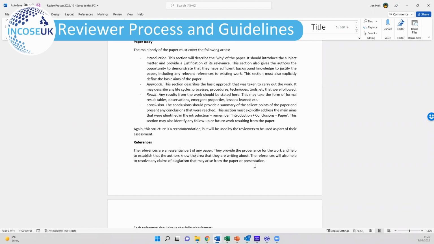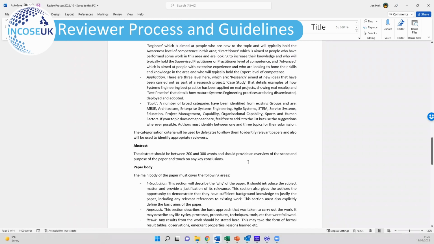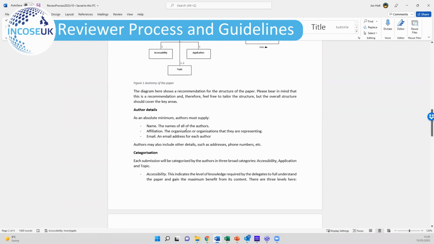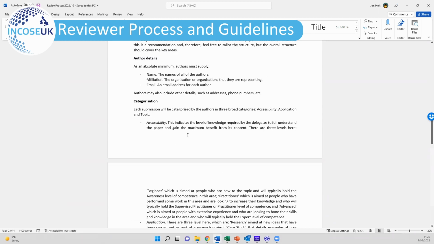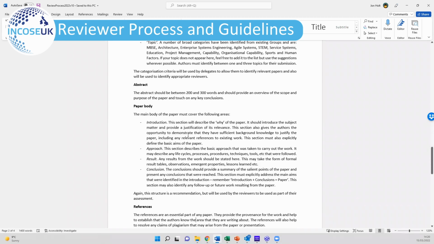The main reason for that is I need to be able to redact some of the information, particularly the name and the affiliation information. So the author details, name, affiliation and email. We do try to anonymize the papers, but there's only so much we can do towards that. So obviously we'll take your name out, and in your biography, any affiliation.